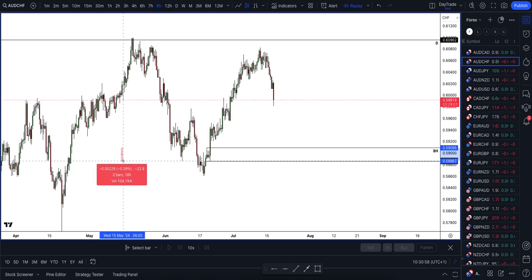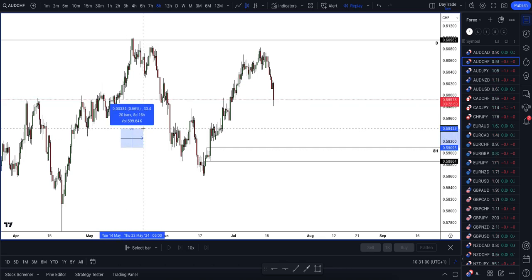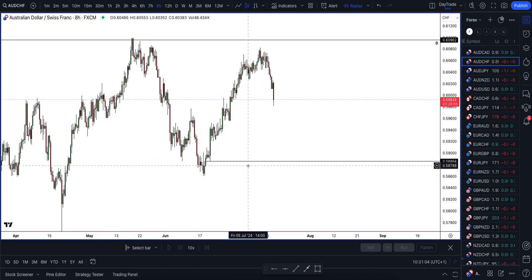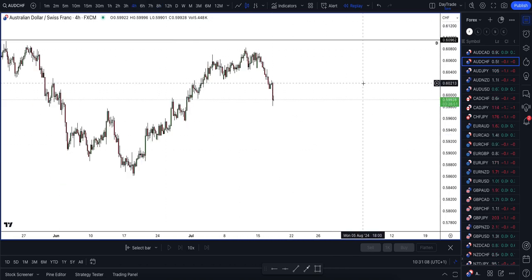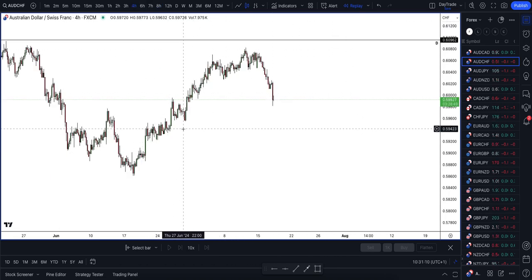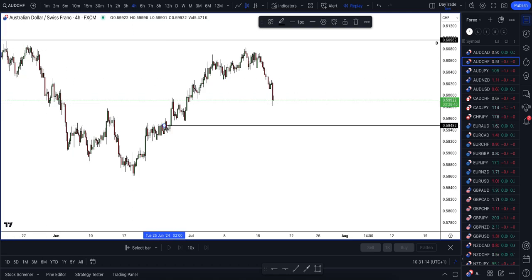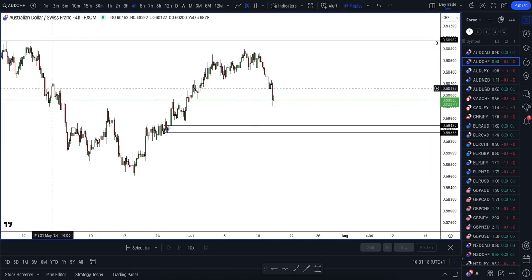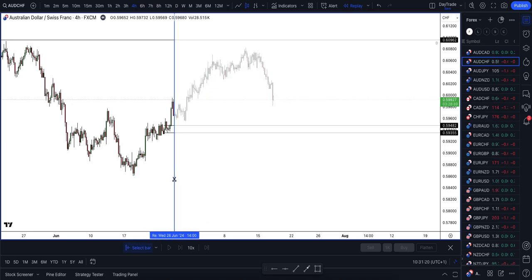Let's see, so 22, 23.3. No, okay, that is not a zone. So nothing really here for us. Move quickly into the 4 hour time frame. Double check this area here. This has potential.